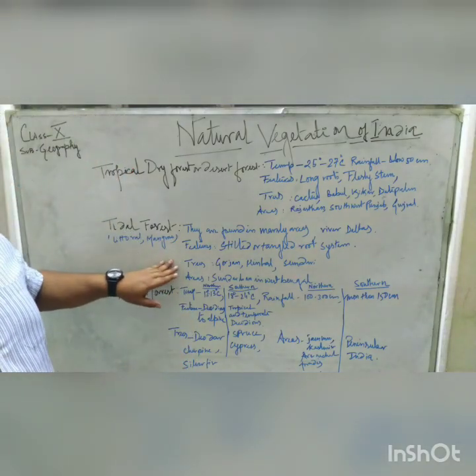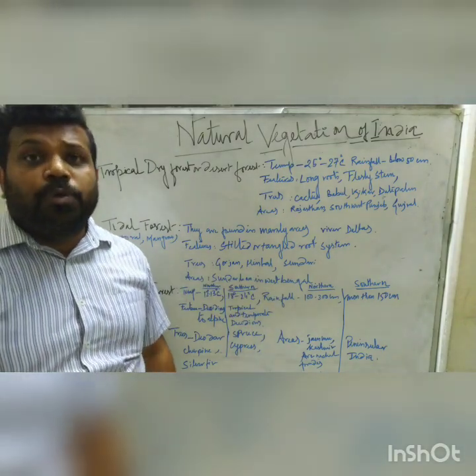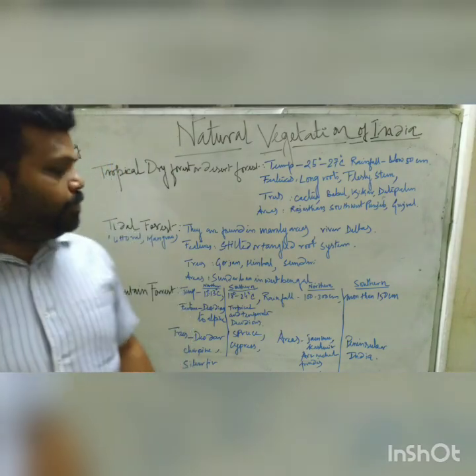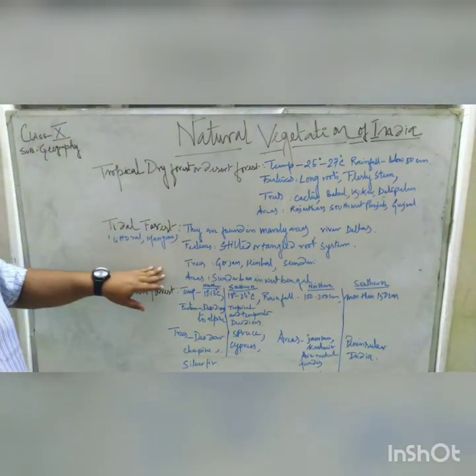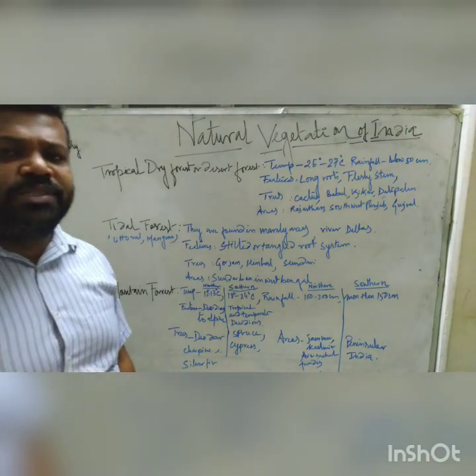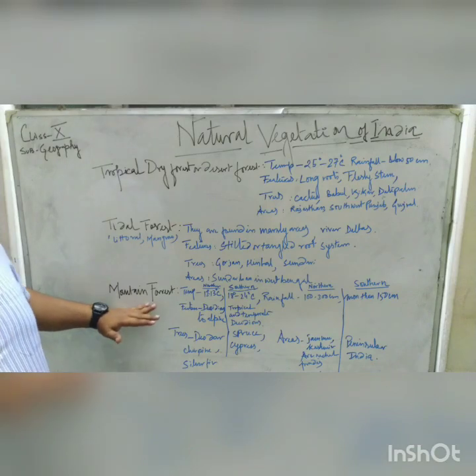Now the trees of this forest are Gorjan, Hinta, Sundari. These trees are used for making boats and they are also used as fuel. Next, the areas they are found in: Sundarban in West Bengal or in some of the deltas of some big rivers. Next come mountain forest.